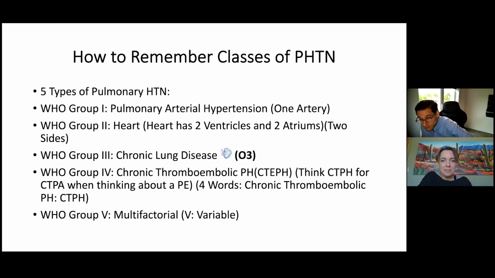For WHO group 3, I see like a blow, like a puff, and I consider it like a 3. If you put in this emoji I have there, it can resemble a 3. That's why I put it in there. And then WHO type 4 is the chronic thromboembolic pulmonary hypertension group, or CTEPH as they call it. And I picture 4 words: chronic, thromboembolic, pulmonary, hypertension, which is 4 letters, or CTPA if you want, which is also what you do.